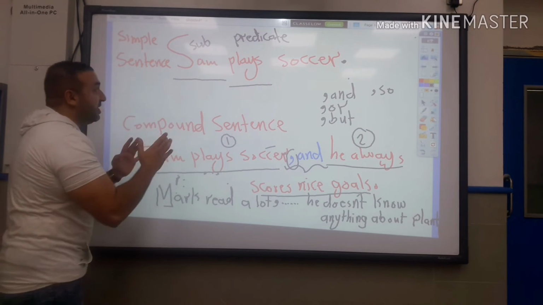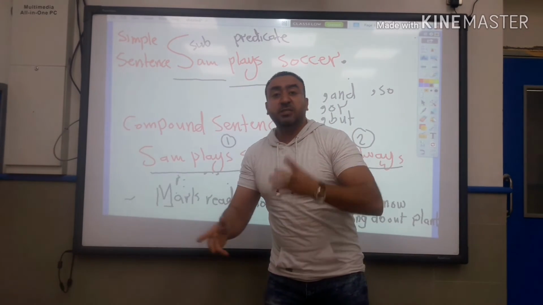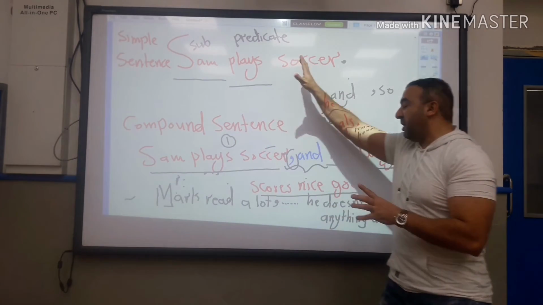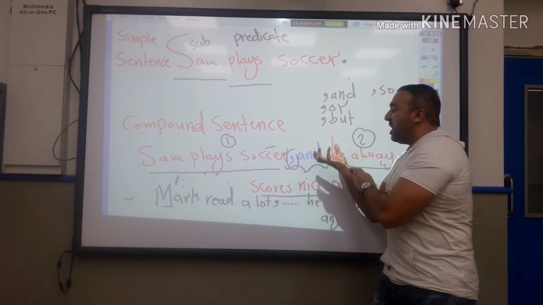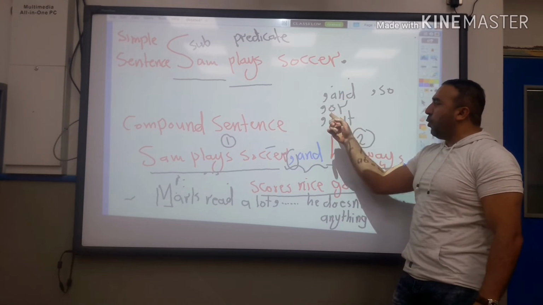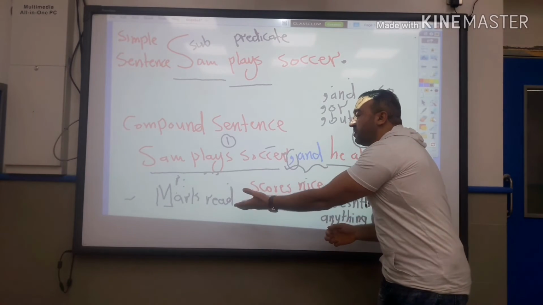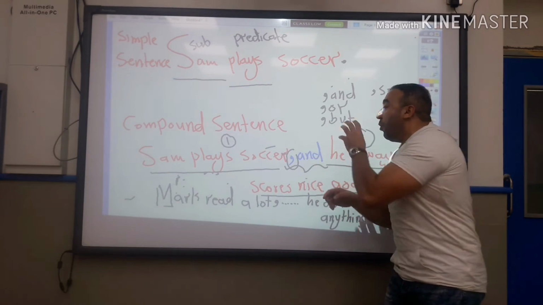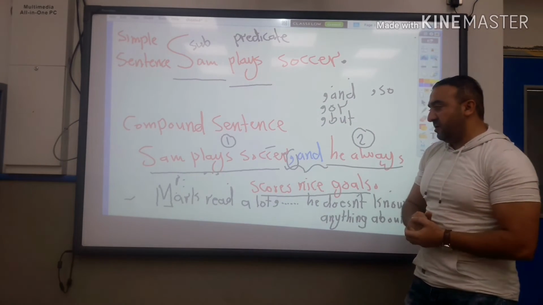So to sum up, I don't want to talk a lot because I don't want to complicate the topic. Just remember that the simple sentence is the sentence that has a subject and predicate, no conjunctions at all. And the compound sentence has two simple sentences joined together using and, or, but. Remember to understand the relationship between the first simple sentence and the other so that you can know the proper conjunction that fits in the place.